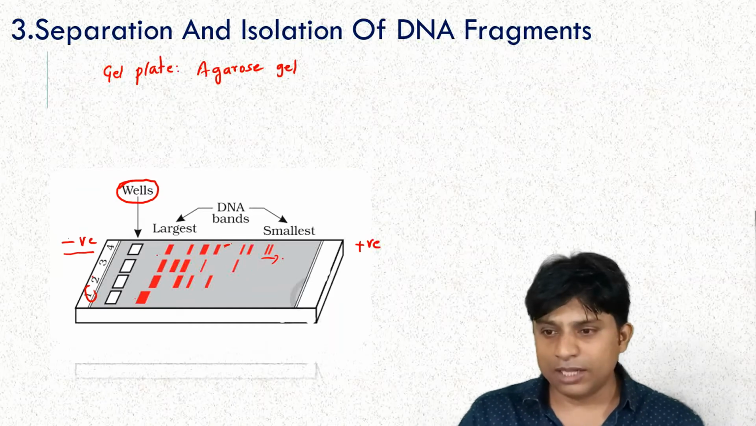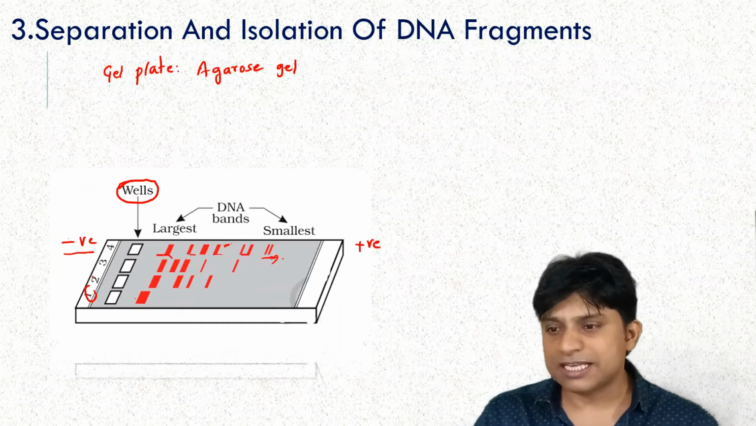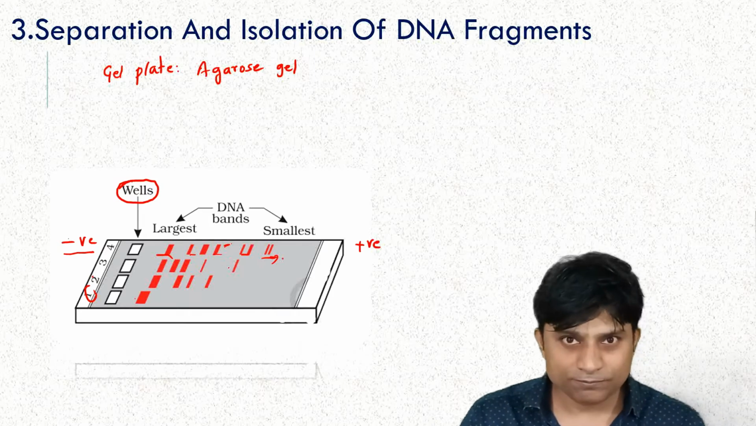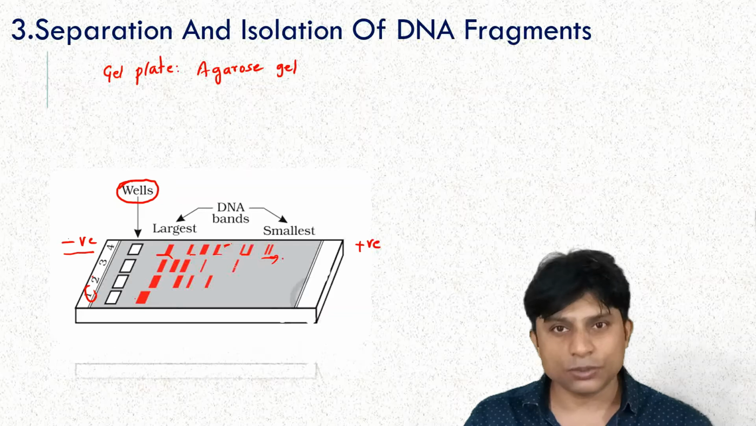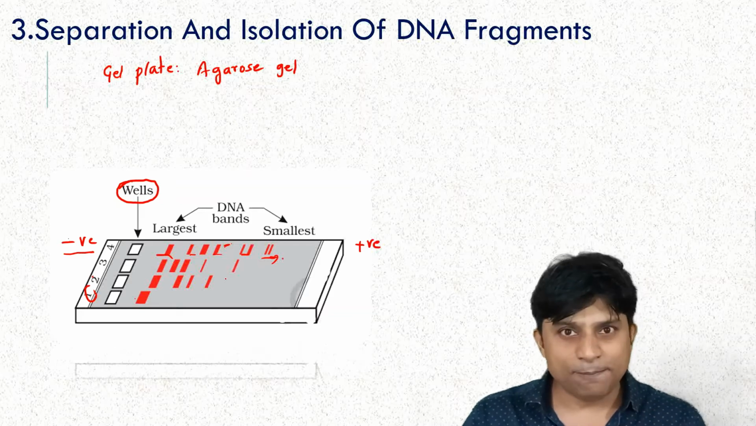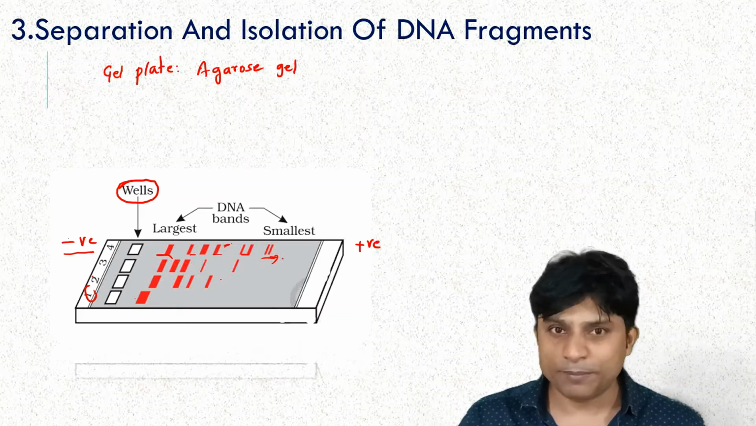So now you can see that all these fragments of the DNA are separated on the gel plate. Among these fragments, our desired DNA is also present. Now, on the gel plate, DNA fragments cannot be seen.